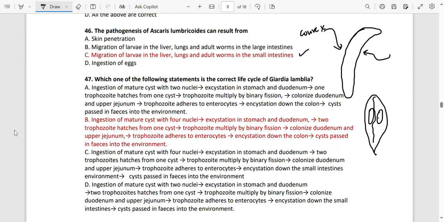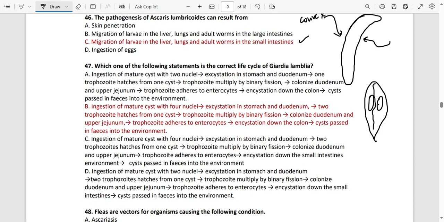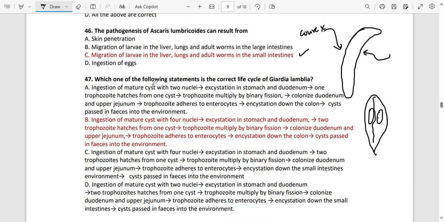Those cysts are now going to go in the feces. Yes, please. So option A is not correct because it has a cyst with 2 nuclei. No. Option C: mature cyst with 4 nuclei, excystation in the stomach and duodenum. Two trophozoites hatch from one cyst. Trophozoites multiply by binary fission, colonize duodenum and upper jejunum. Trophozoites adhere to enterocytes, encystation down the small intestine, cyst passed in feces into the environment.